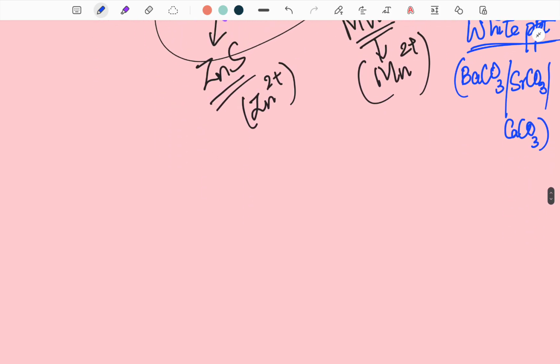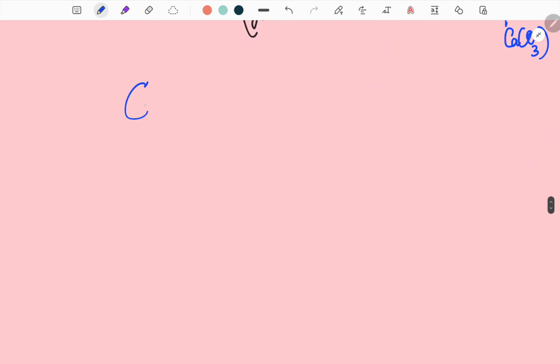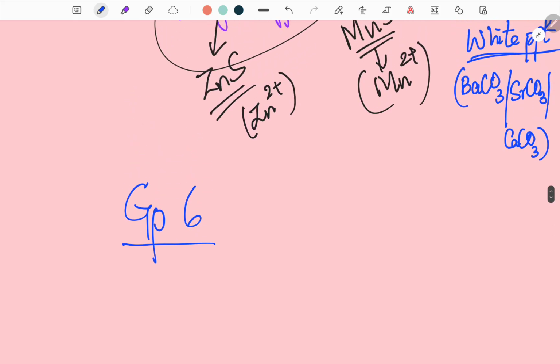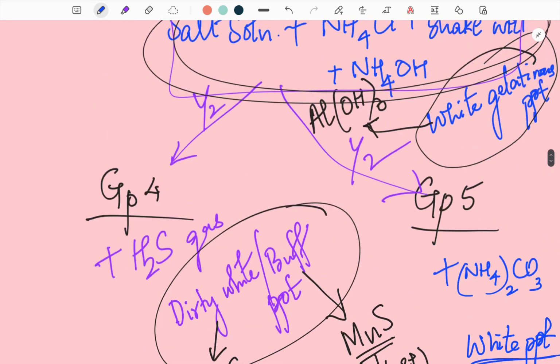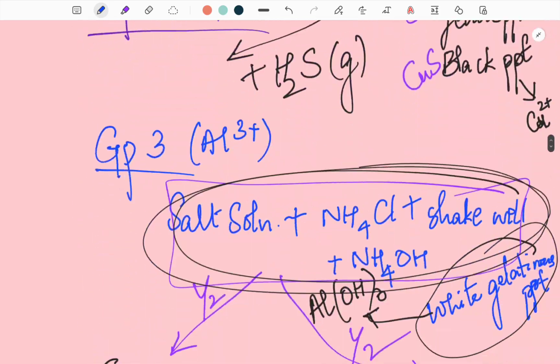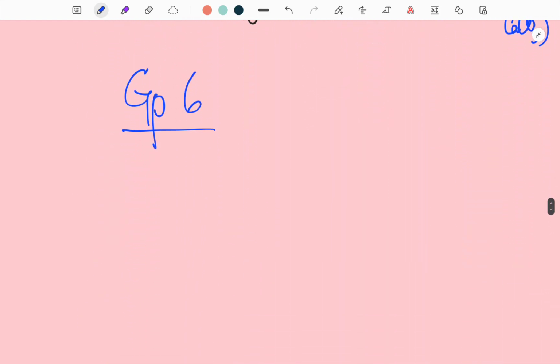Now we have to do the group 6 ion. For group 6, you can just see if all the above ions are absent, and if all of them are absent, you can say that group 6 is present, which is magnesium, Mg2+.